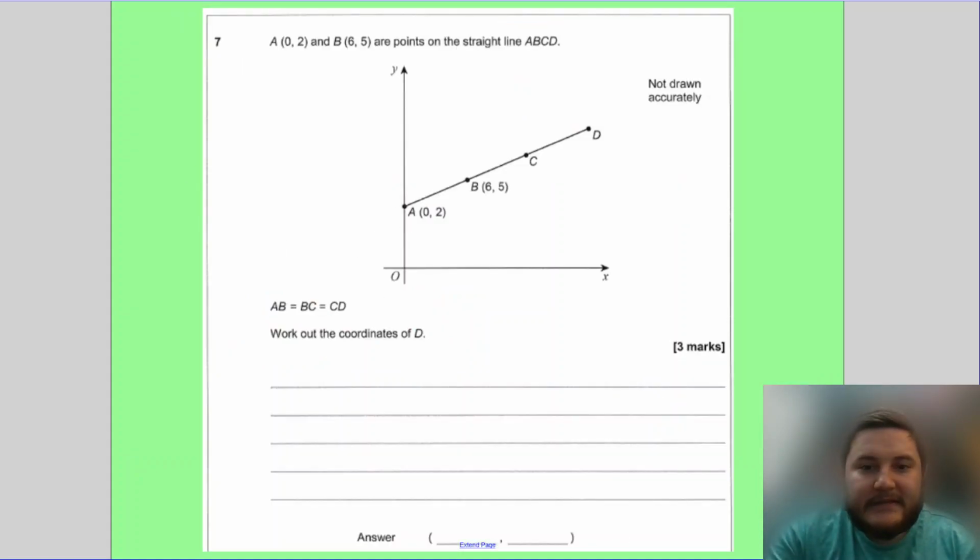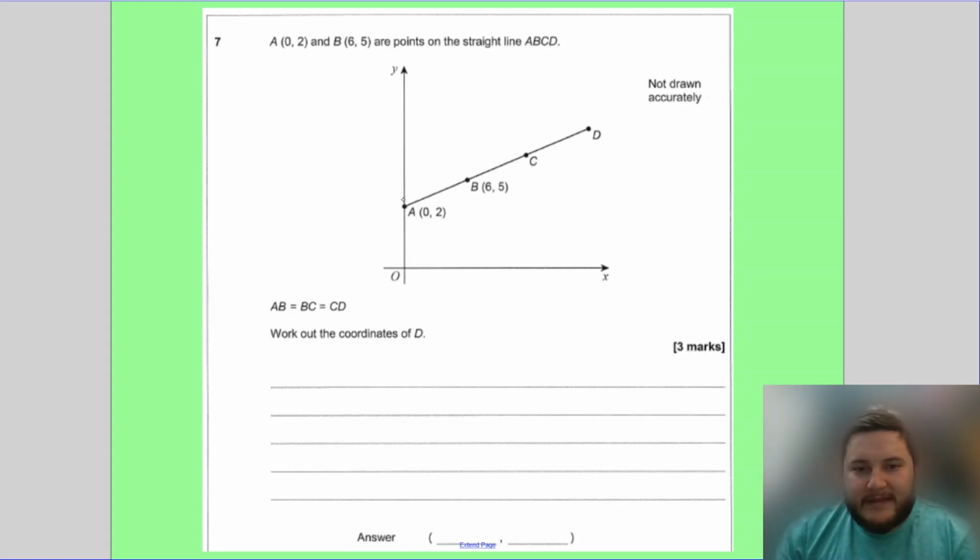A is 0, 2, B is 6, 5, and they're points on a straight line A, B, C, D. AB is the same length as BC, which is the same length as CD. Work out the coordinates of D. Now, this is actually not a terribly difficult question if you think about it in the right way. Because we know that this is a straight line, we know that all these points are going to follow each other. They all follow the same pattern.